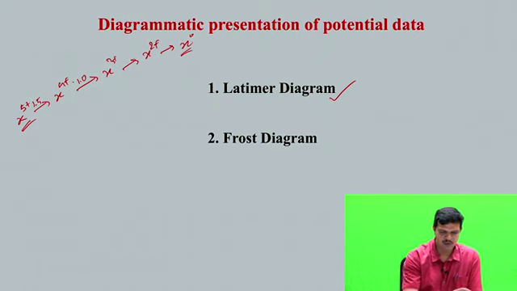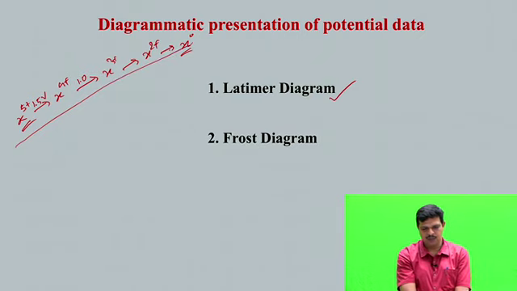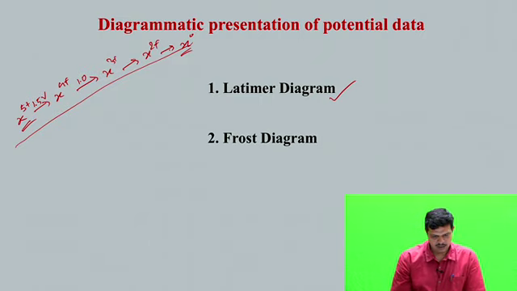These values are nothing but volts. By convention, we do not write volt here. If nothing is written, you have to consider it to be volts. So, this is a very easy way of representing a series of redox species or redox reactions of the same element. This is called the Latimer diagram. But it is simple, and you will not get a lot of information from it.